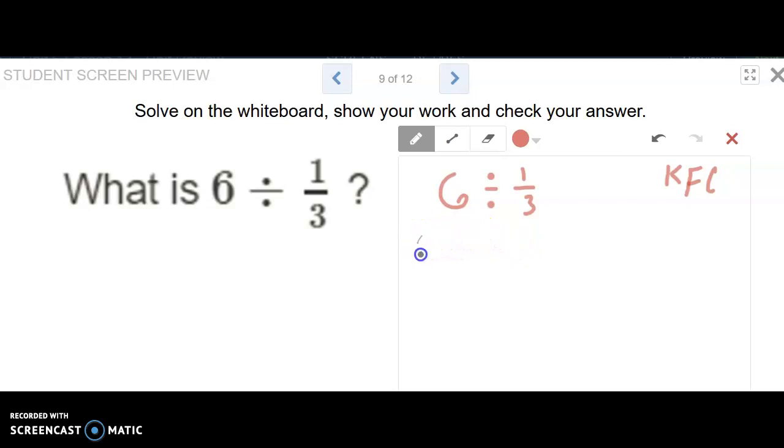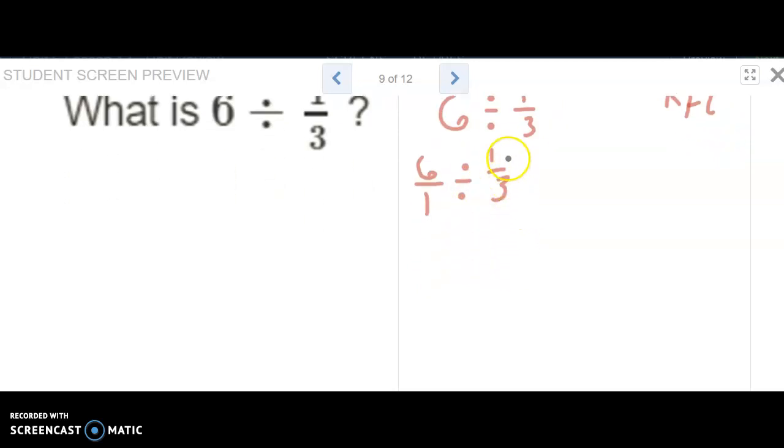So let's turn our whole number into a fraction and rewrite this as 6 over 1 divided by 1/3. All right, K, keep my first fraction. F, flip my second fraction. That's the reciprocal we need. And then C, change from division to multiplication.